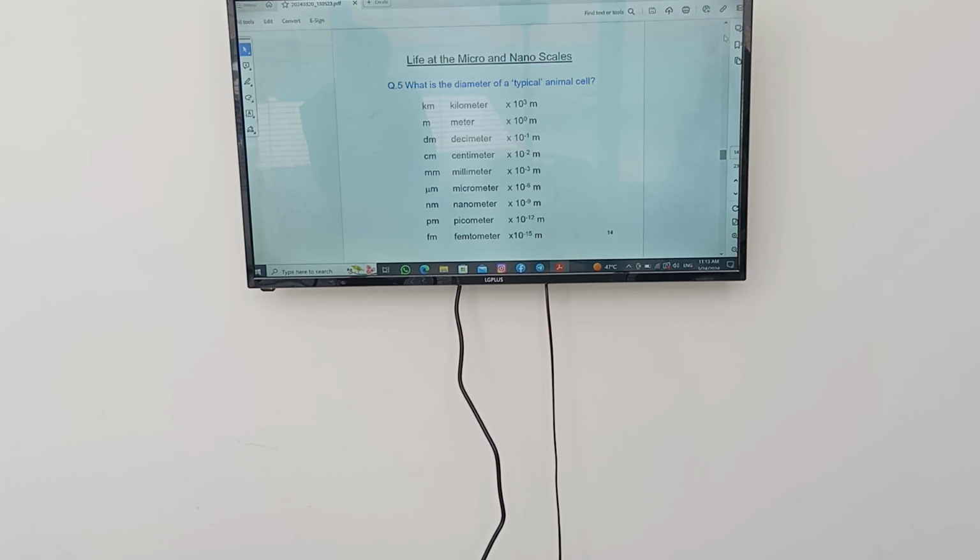Now we have each unit with what they equal. So we have a kilometer is 10 to the power of 3 meter, or we can say 1,000 meter. Each kilometer is 1,000 meter. A meter is 100 centimeter, of course, you know. A decimeter is 10 to the power of minus 1. It means 0.1 meter. Okay? And so on. So when you have an equation, let's say it's in meter, and you have to change it into kilometer, you have to take 10 to the power of minus 3.